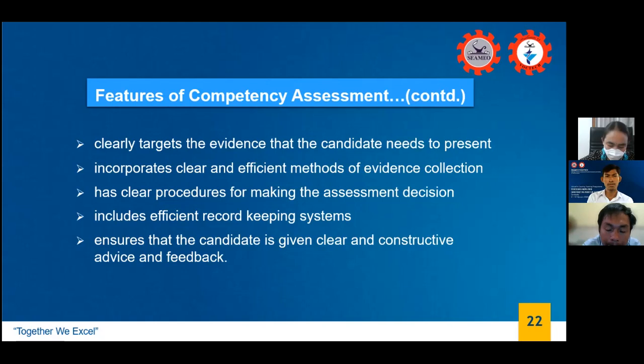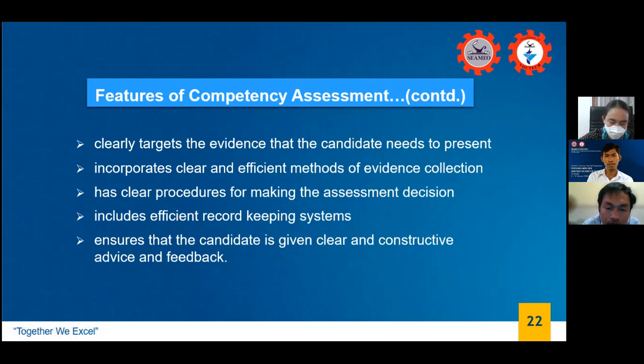Okay? And it has to be clear and efficient, so that the students are guided, are clearly aware as to what is it that will enable them to do good, to perform well. Okay, so it has to be clear and efficient.